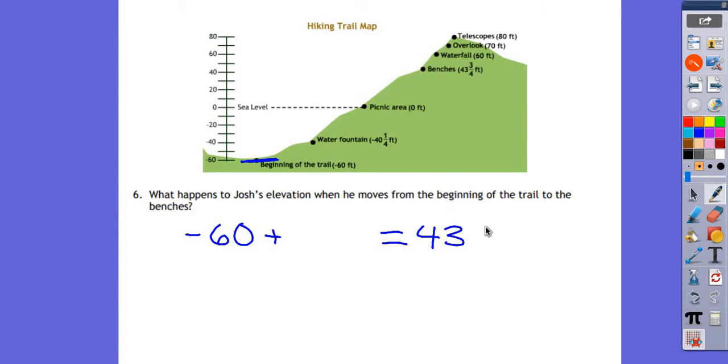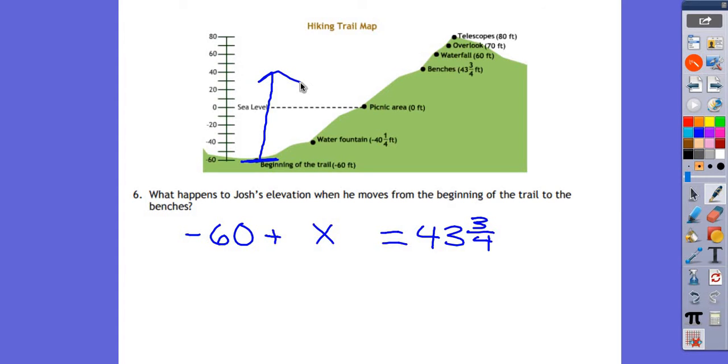43 and 3/4. Well, is a positive or a negative number going to be added? Positive. What tells you positive? Because he's going up to the benches.